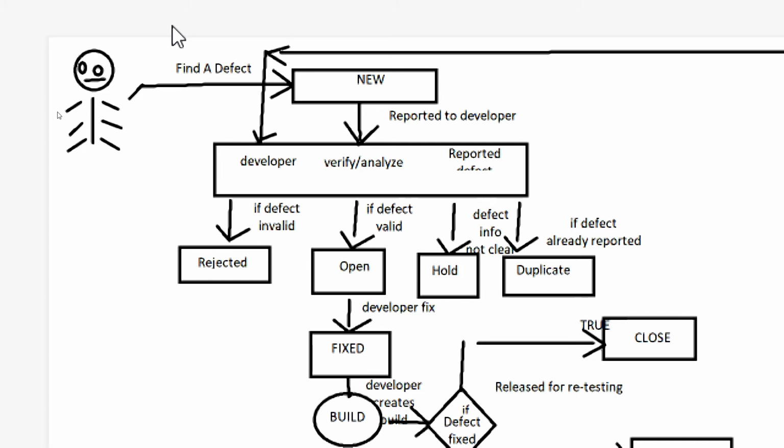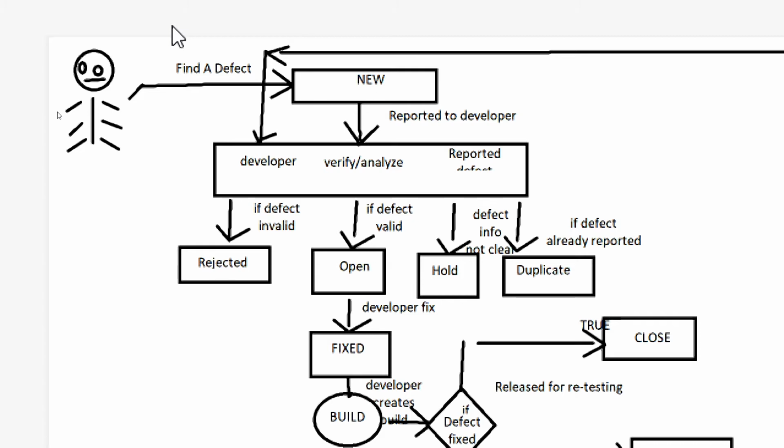The next one is defect status. Defect status indicates the current status of the defect in the development process. After you find a defect and report it to the developer, he will set its status, whether he accepted your defect, rejected it, or is still working on it, which means hold. There are a few statuses the developer mentions for the defect.